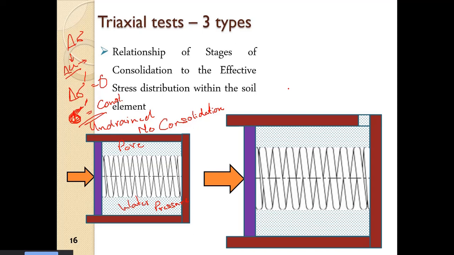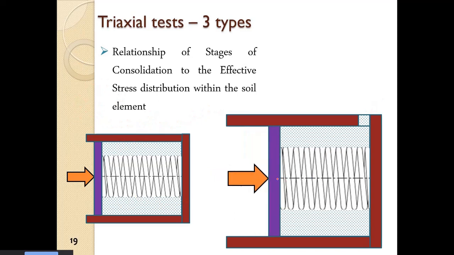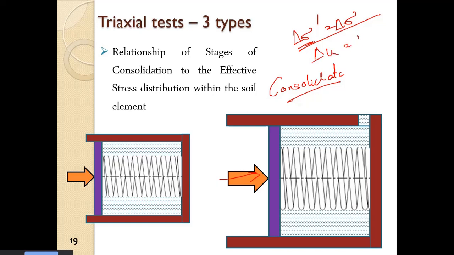The only thing is that whenever we apply delta sigma, it results in delta U, that is the change in the pore water pressure. Whereas in the drained condition, whenever we apply a load, it will result in the drainage of the pore fluid or pore water, and the soil will consolidate. So basically, the effective stress in the soil will be equal to the applied stress. So total stress will result in increase in the effective stress, and delta U in this case will remain 0. So that is the drained condition.